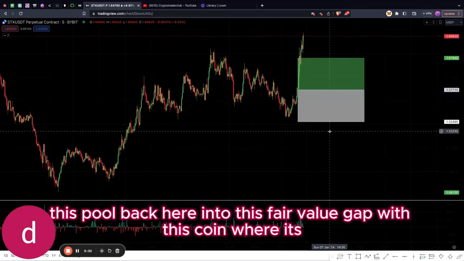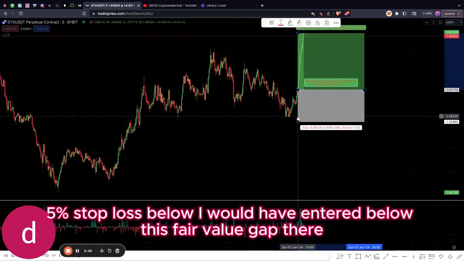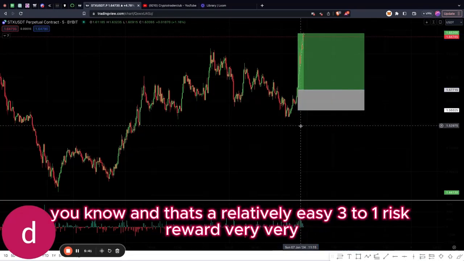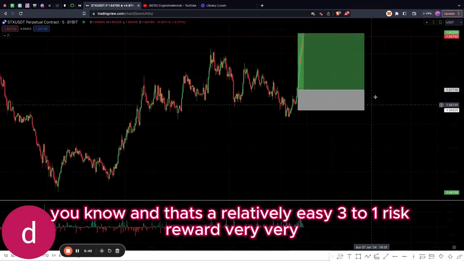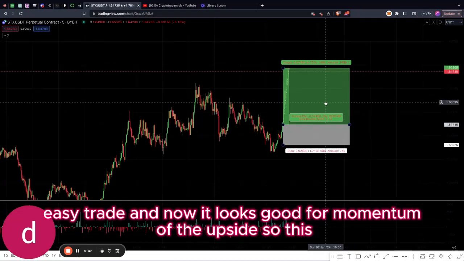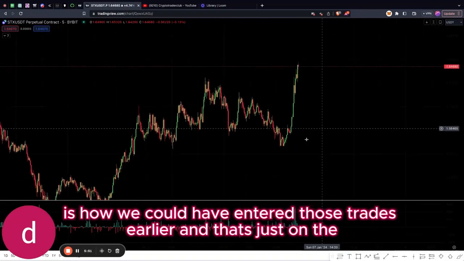this coin, where it's left an inefficiency, and we could have just entered there, rode it up for 5%. Stop loss below. I would have entered below this fair value gap there, and that's a relatively easy 3-to-1 risk reward. Very, very easy trade. And now it looks good for further momentum and further upside. So this is how we could have entered those trades early, and that's just on the 5-minute time frame.